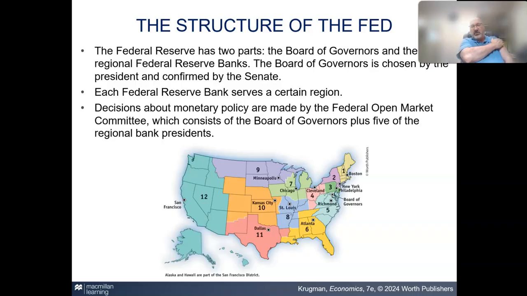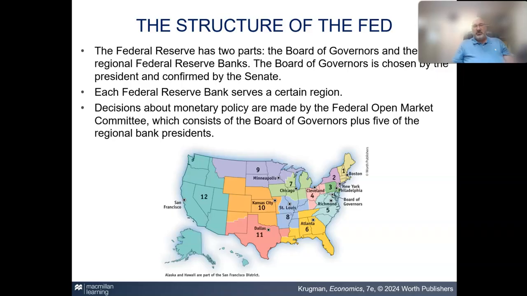So Chicago, we are 7. Chicago, yeah, because I don't think it comes in us. Yeah, so all of Iowa. It looks like all of Iowa is in 7. So that's us. So that seems pretty simple. We're in that one. So the Board of Governors, they're in DC. And then the regional Federal Reserve banks.